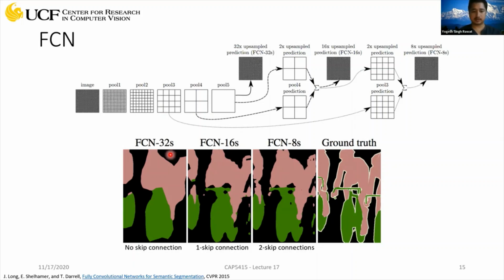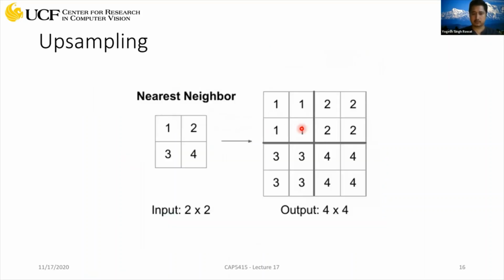So here you can see that this is a very coarse level prediction, and the boundary, for example for this bicycle, is not even close to a bicycle, right? It's just a blob. And you can see how it improves as you include features from these earlier layers, which are high resolution when you compare them with the final ones. Okay, so that was the trick.